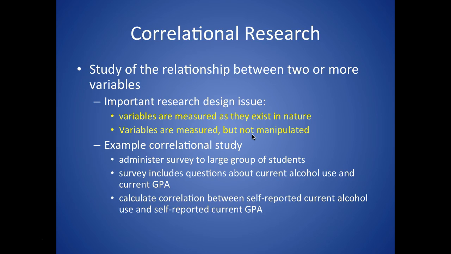An example of correlational research would be that you administer a survey to a large group of students, say intro psych students, and your survey includes questions about your current alcohol use and your current GPA. So you have the variables of alcohol use and GPA, and then, through a set of numerical procedures and formulas, you calculate something called a correlation coefficient.